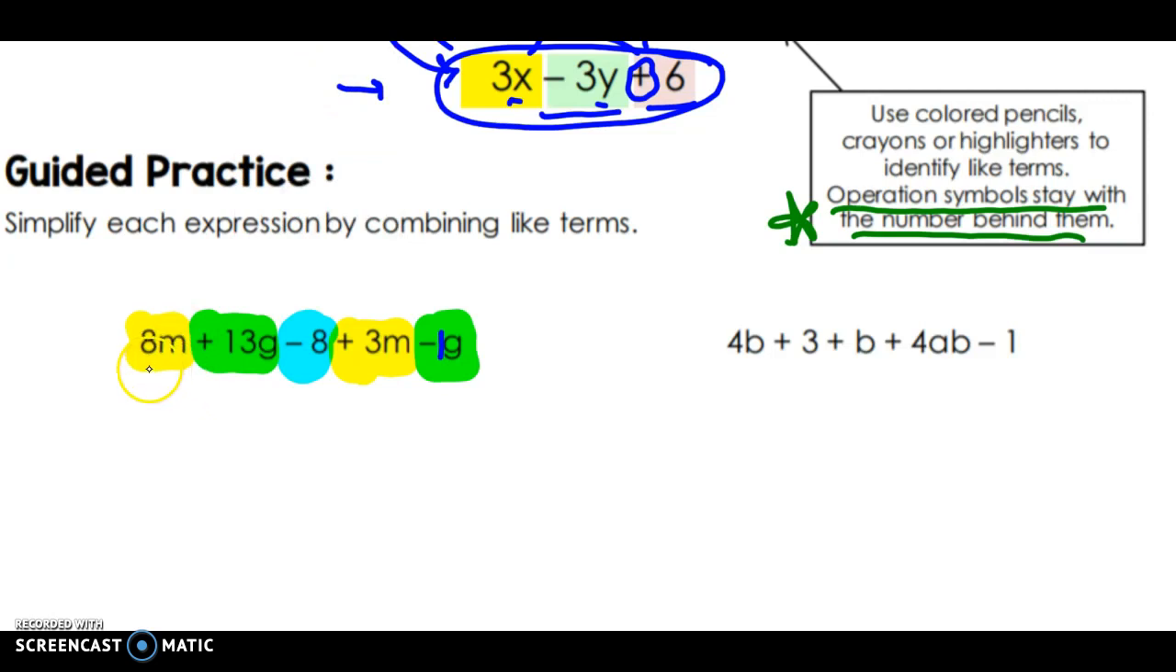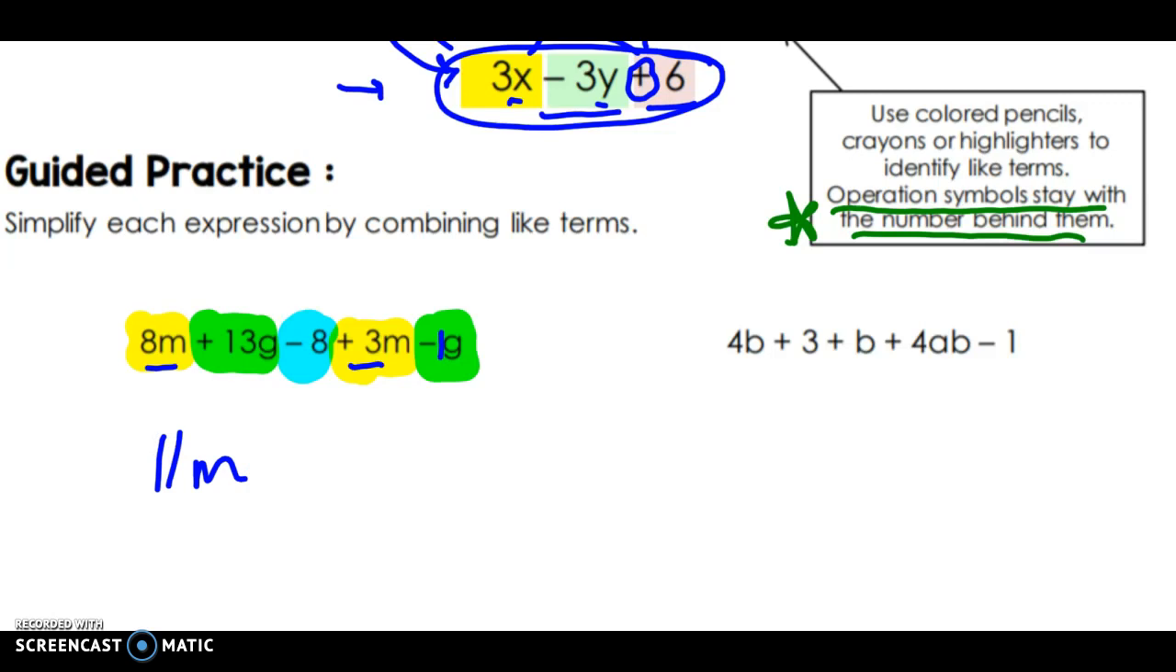I have 8M here, and I'm adding to it, I'm combining it, a +3. So 8 plus 3, or 8 plus +3, gives me 11M. So I'm going to write that down below. I'm combining those yellow terms.